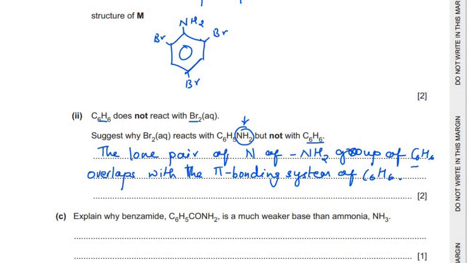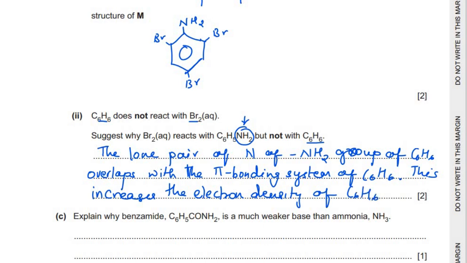Now this increases the electron density of benzene, and that's why the reactivity of phenylamine increases compared to only benzene. In benzene, the electron density is less compared to phenylamine, so the electrophile can react, but it needs a catalyst here.